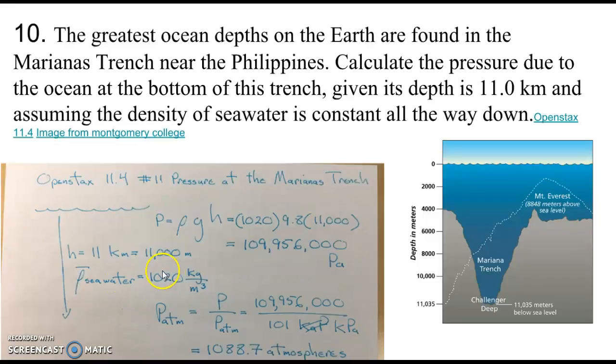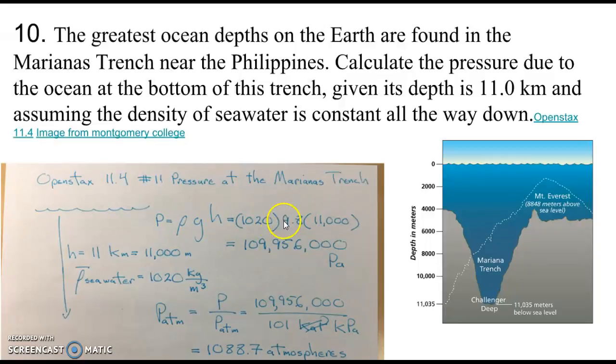Here's the given information. The density of seawater is slightly higher because of the salt dissolved in it than normal water. And we have to do a simple unit conversion to change 11 kilometers into 11,000 meters. Once you have these two pieces of given information, you just substitute into pressure equals rho g h.